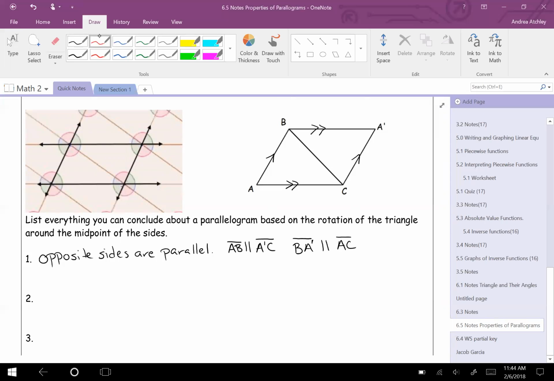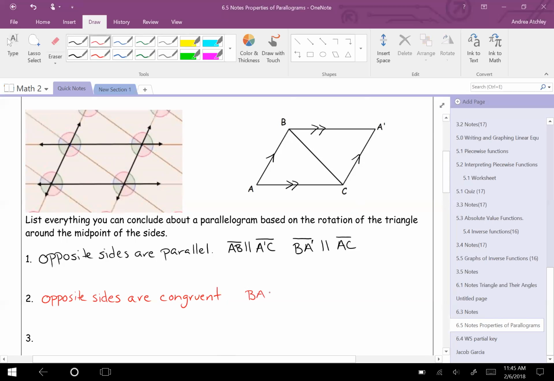Okay, then our next one is opposite sides are congruent. Since these triangles are just the same triangle rotated around its midpoint, that means this side is going to be parallel to this side. Not parallel, congruent. This side is going to be congruent to this side, and this side is going to be congruent to this side.